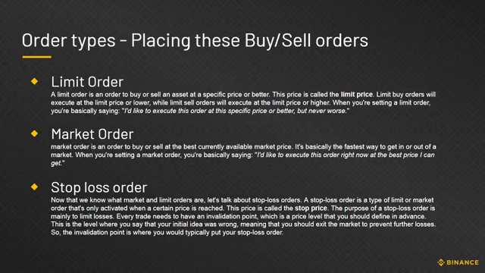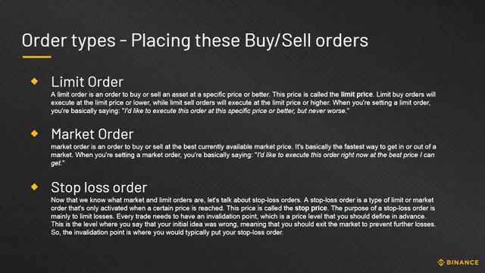Now, the market order is an order to buy or sell at the best currently available market price. It's basically the fastest way to get into a market. When you're setting a market order, you're basically saying, I'd like to execute this order right now at the best price I can get. So that means that you want to sell your crypto coins, and you're looking at where the market is right now. You just click on any of those pairs and you sell or buy at that point.